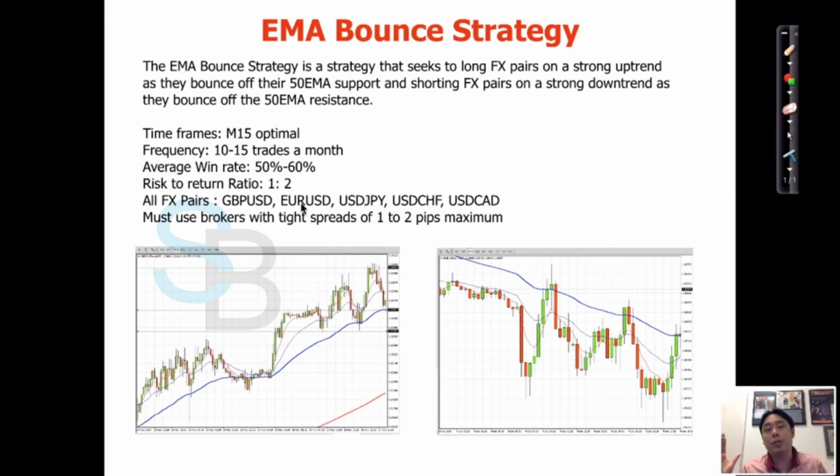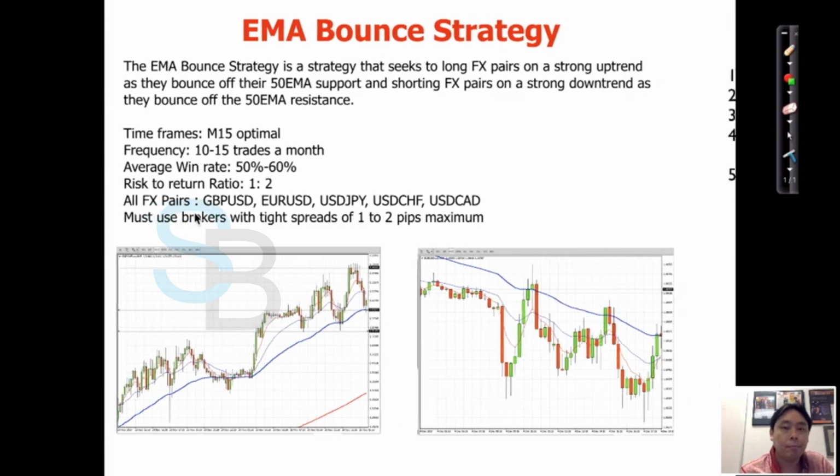As for time frames for this strategy, I tend to trade it on the 15-minute time frame. We get an average of 10 to 15 trades a month, an average win rate of 50 to 60%, and I look for a risk to return ratio for this strategy of 1 to 2. In other words, I'm risking 1 hour to make at least 2 hours or more. This applies to all FX pairs, and once again, it works best when you use brokers with very tight spreads, maximum of 1 to 2 pip spreads.